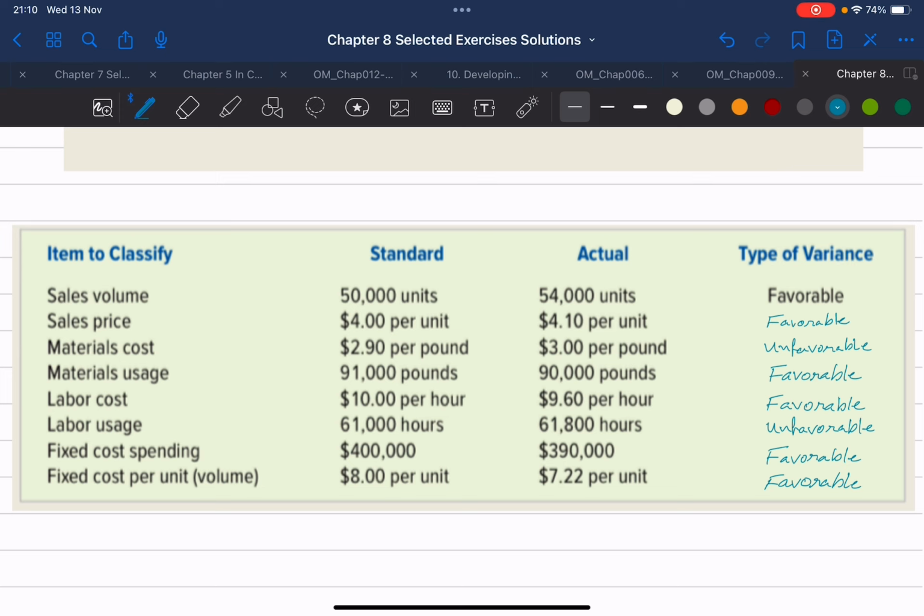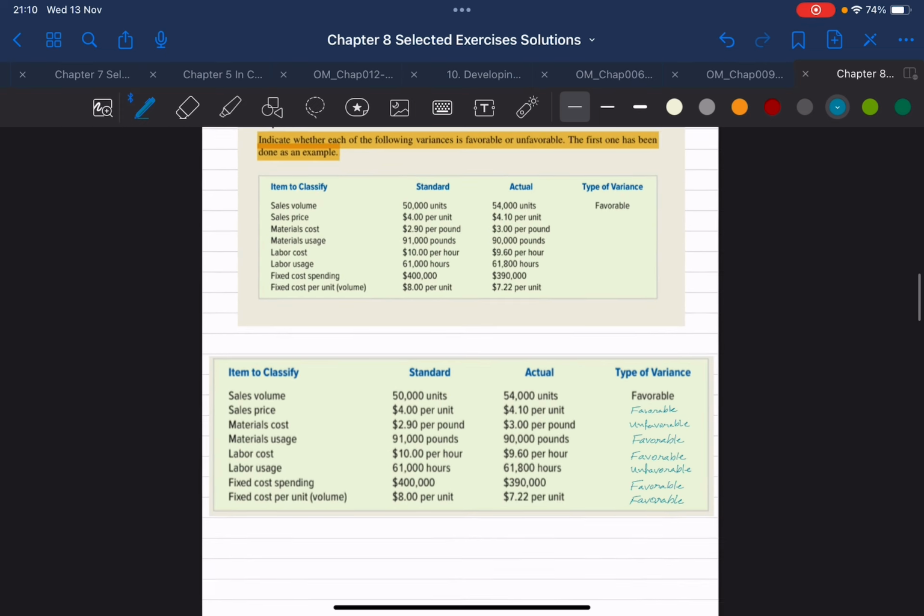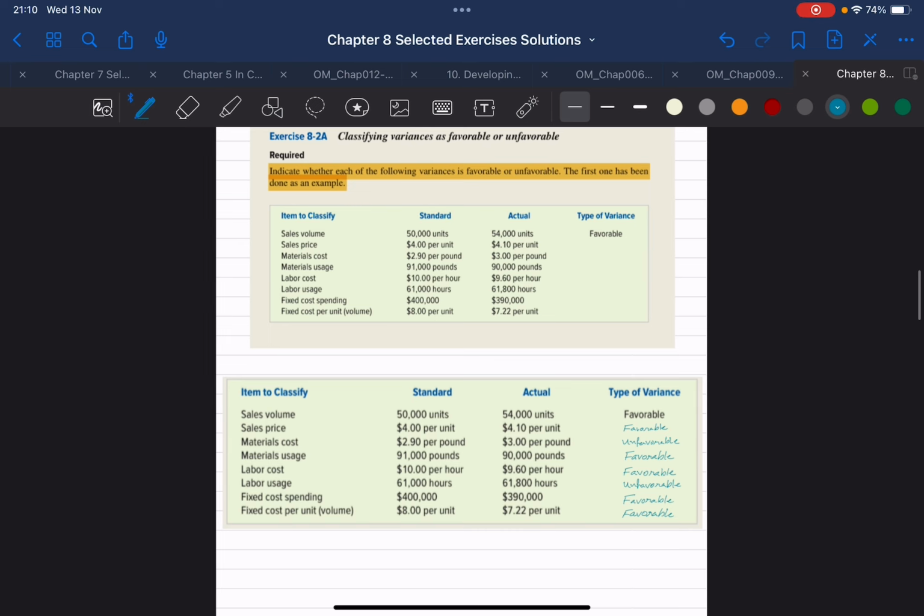All right, and that's it for this exercise, exercise 8-2A. Pretty simple, pretty straightforward, as long as you understand each item. And based on the item, you notice what's the difference between the standard and the actual, and you decide whether that difference or that variance is going to be favorable for the benefit of the business or the manufacturer, or is it unfavorable. Of course, when we talk about sales volumes and sales prices, the higher the better.